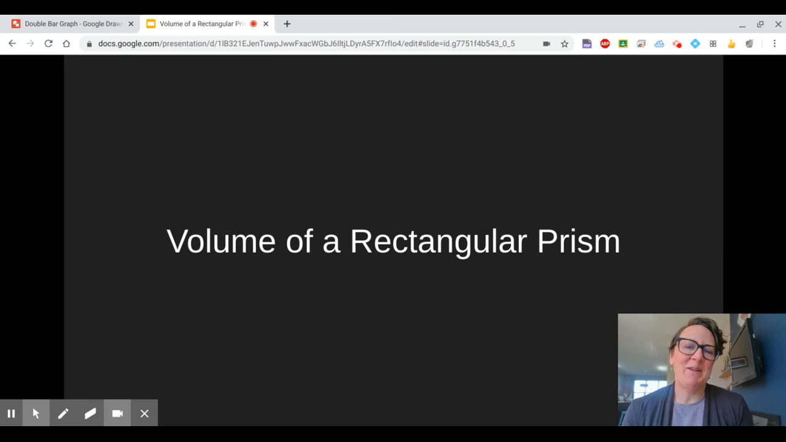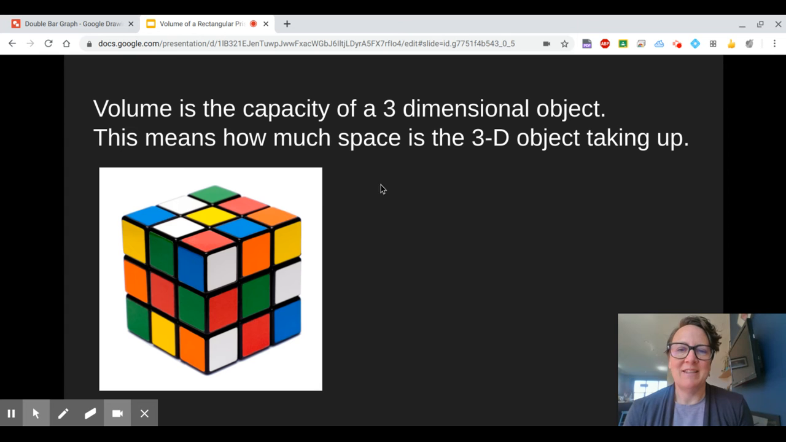We're going to be looking at the volume of a rectangular prism. Now, the definition of volume is the capacity of a three-dimensional object, meaning how much space does that 3D object take up? So a great example is the Rubik's Cube. The fact that one of these cubes here can represent one three-dimensional unit, meaning one unit cubed, we can actually count up all of these cubes here.